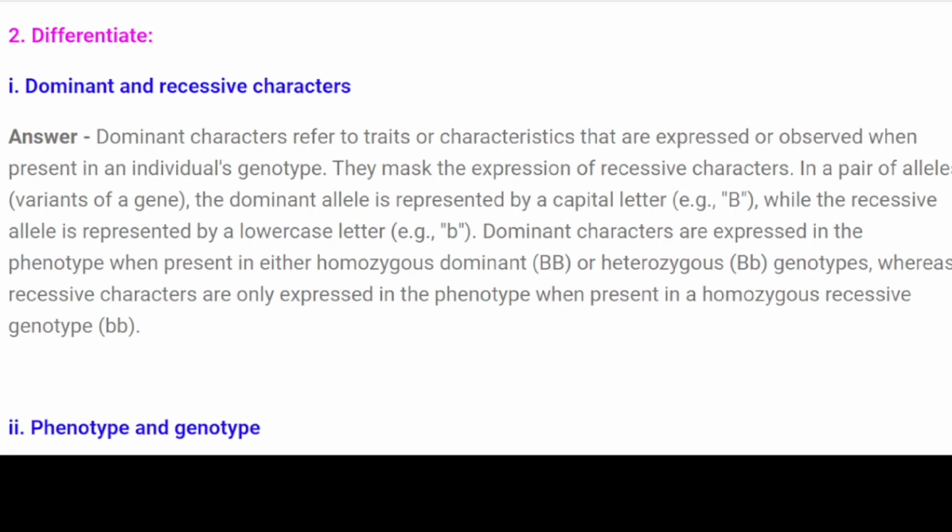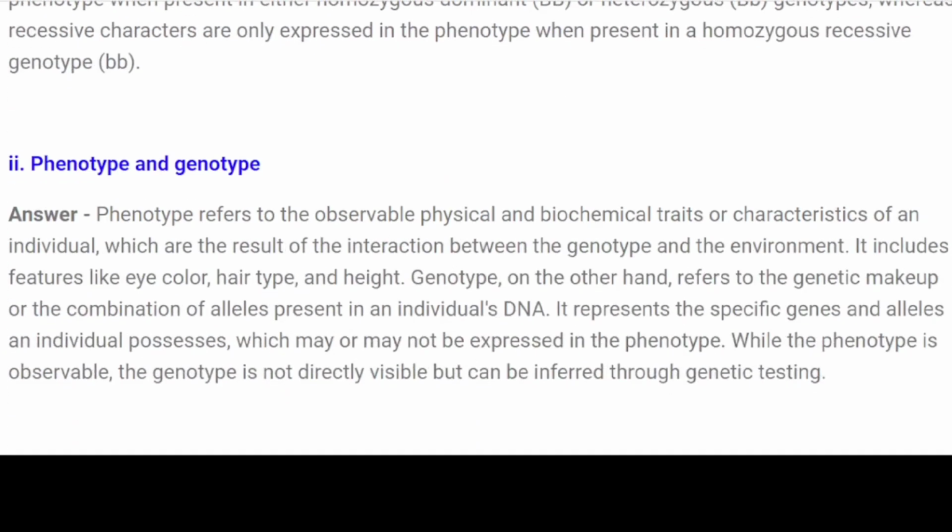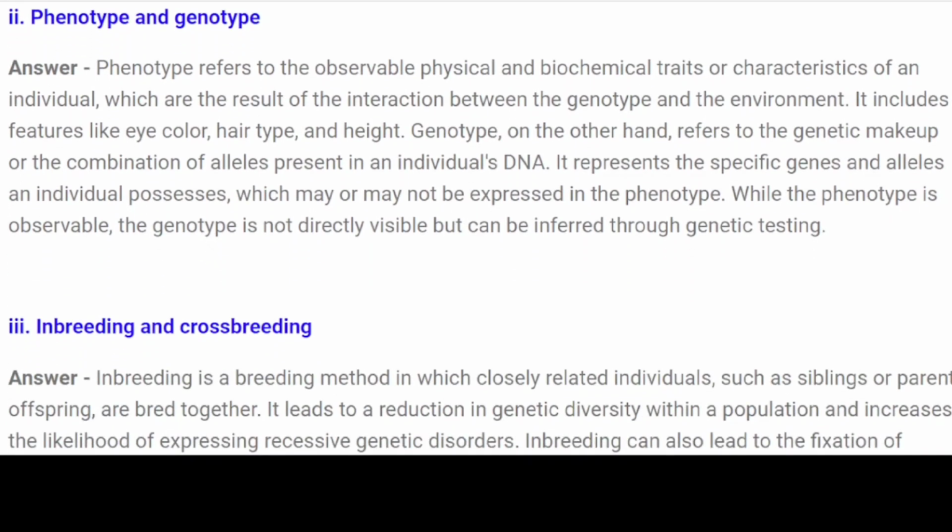2. Phenotype and genotype. Answer: Phenotype refers to the observable physical and biochemical traits or characteristics of an individual, which are the result of the interaction between the genotype and the environment. It includes features like eye color, hair type, and height.